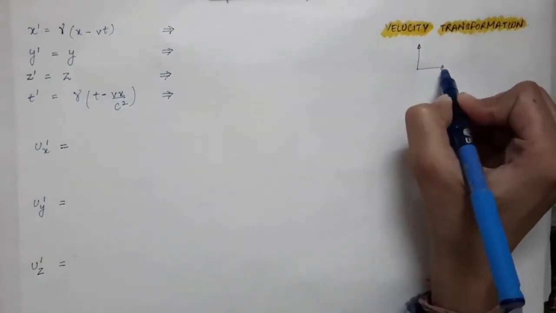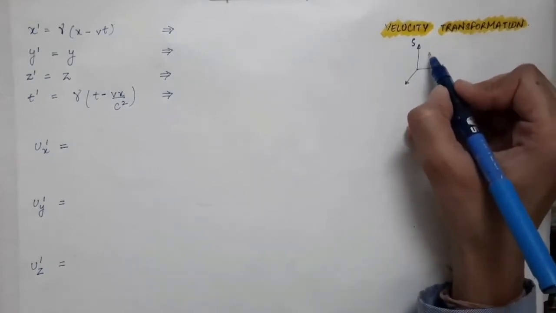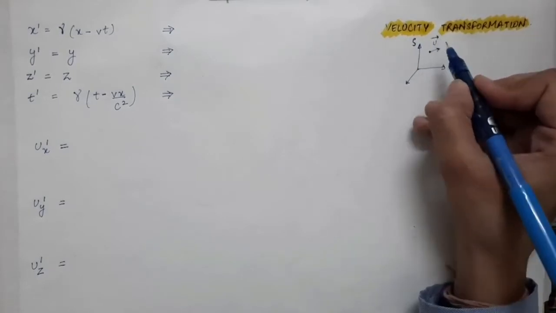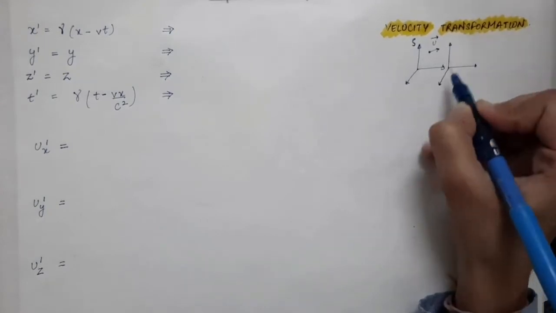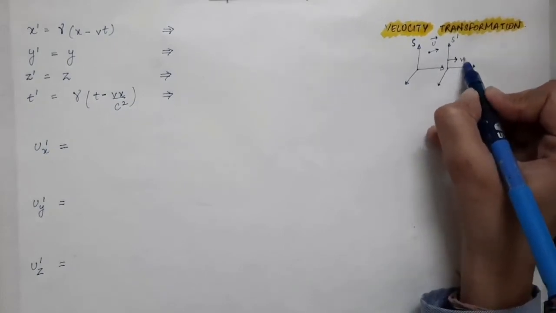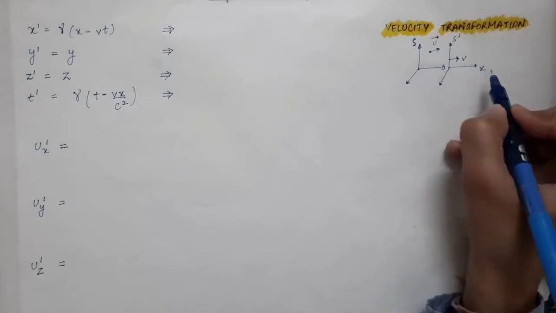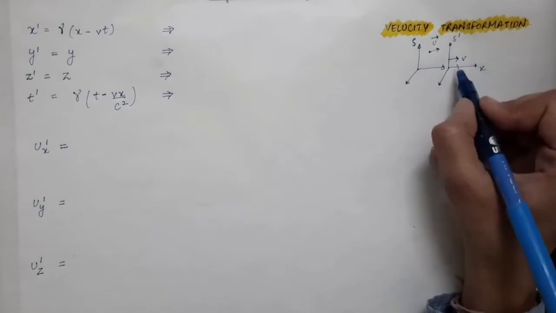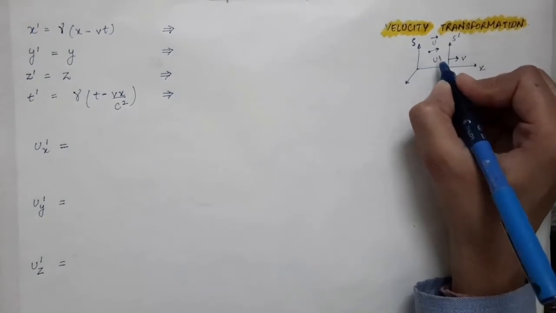So we will have an S frame. In S frame, let's say a particle has velocity u vector, and we take another frame S prime. In another frame S prime, which itself is moving with velocity v, this S prime frame is moving with velocity v along the x-axis. So according to an observer in S prime, this same particle is moving with velocity u prime vector.